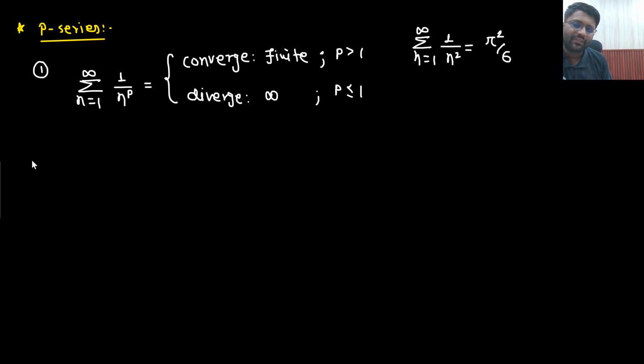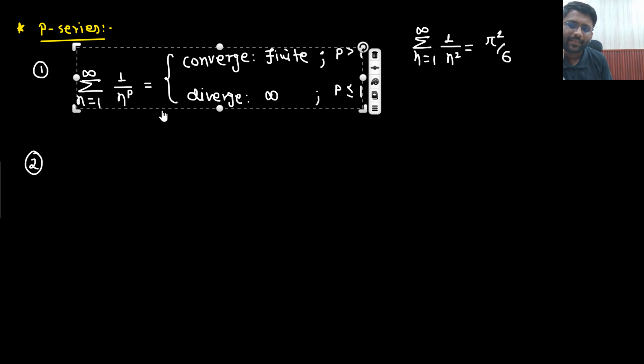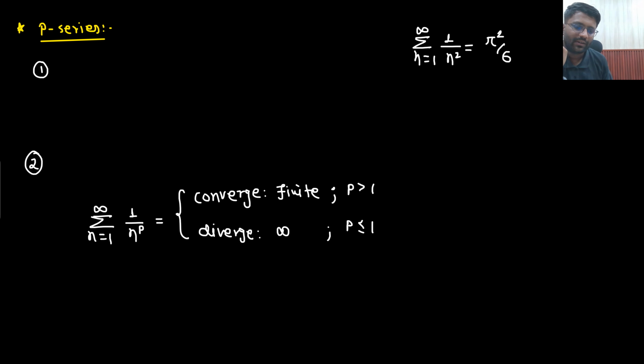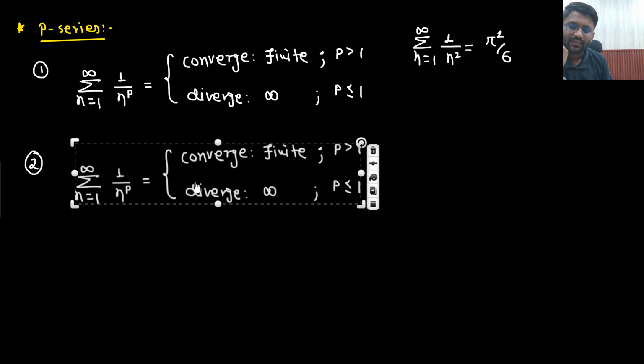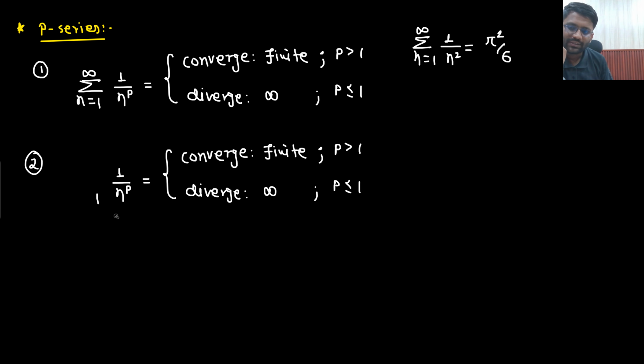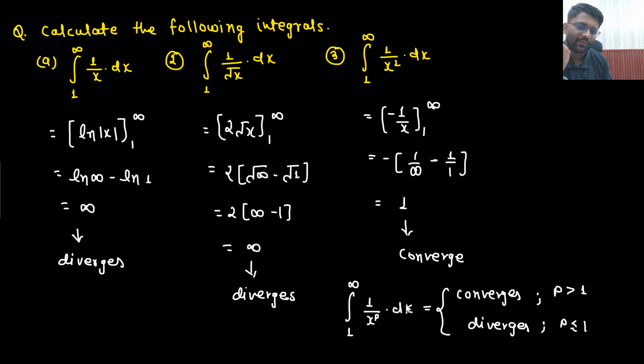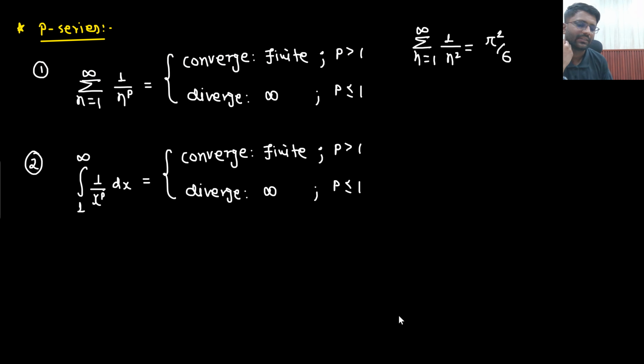And a similar thing is there with the integration as well. Ditto the same thing. I can simply copy it and put it downward. You change the summation to the integral from 1 to infinity of 1 by x to the power p dx. This converges if p is greater than 1, and diverges for p less than or equal to 1.